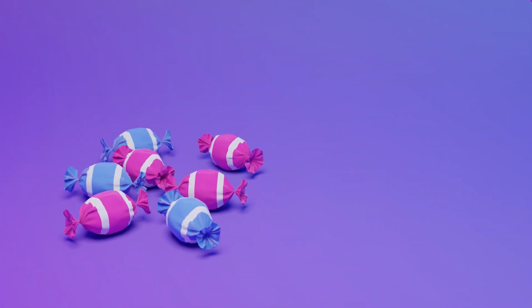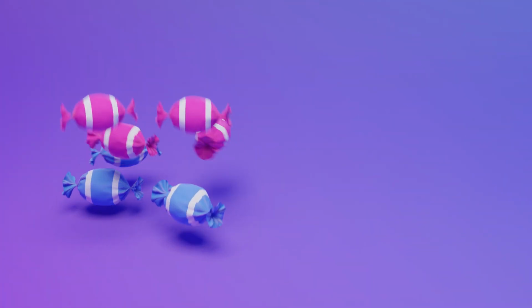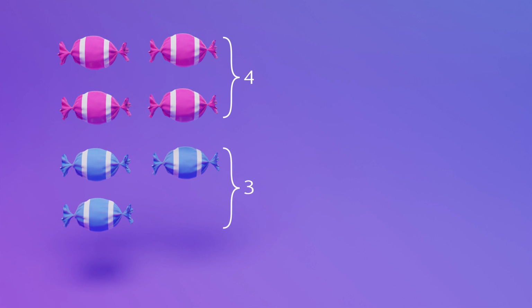You have a pile of candy. You count the pieces and find that 4 are pink and 3 are blue. In total, you have 7 pieces of candy. You want to find the probabilities of picking a pink piece of candy or a blue piece of candy, and what the sum of those probabilities are.